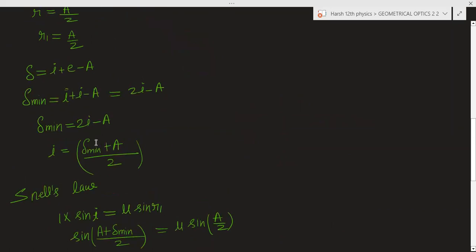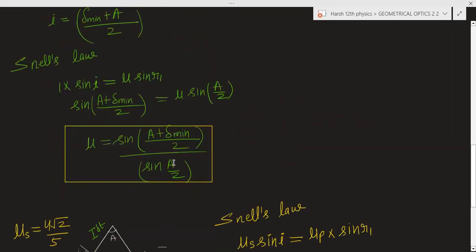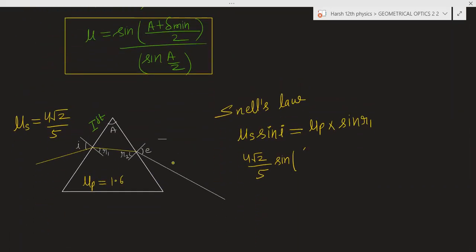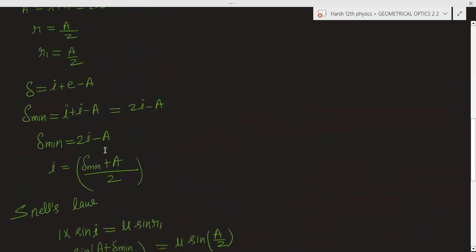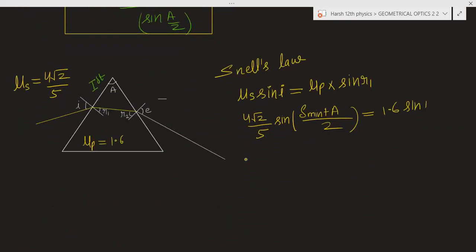So for I we can put delta minimum plus A by 2. So we can put sine of (delta minimum plus A) by 2 is equal to the refractive index of the prism, 1.6 given, multiplied by sine of R1. Sine of R1 is A by 2, sorry, sine of R1 is A by 2. Now this question is finished.